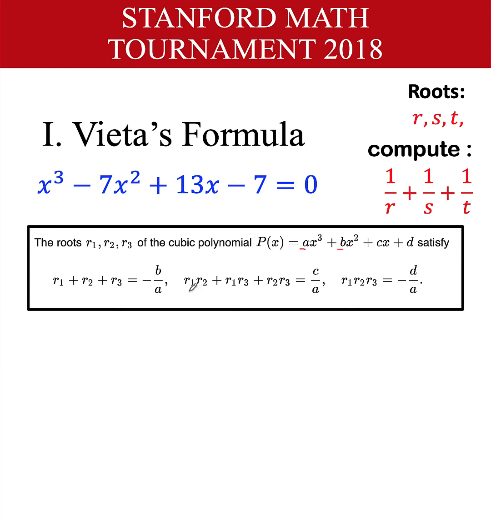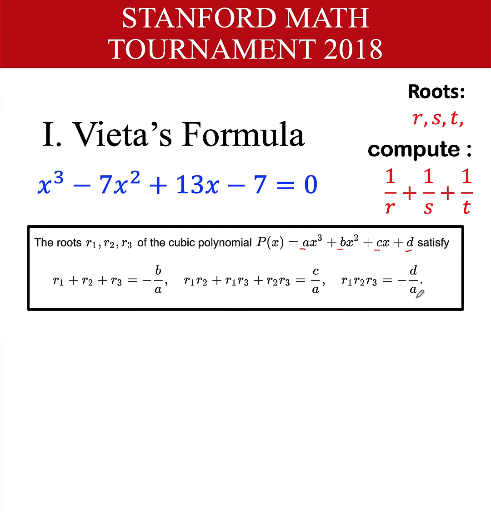Now the product of the first and the second roots plus the product of the first and the third roots plus the product of the second and the third roots is equal to the coefficient of the x term, c, divided by the coefficient of the leading term, a. And lastly, the product of the 3 roots, r sub 1 times r sub 2 times r sub 3, is equal to the negative of the constant term d over the coefficient of the leading term, a.